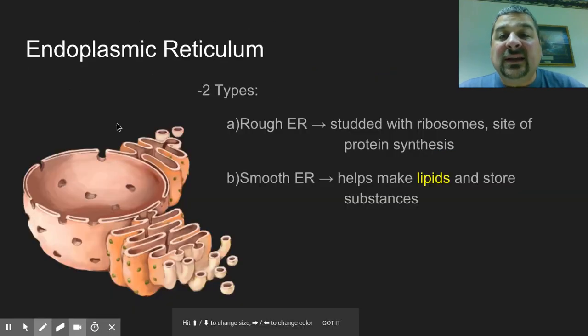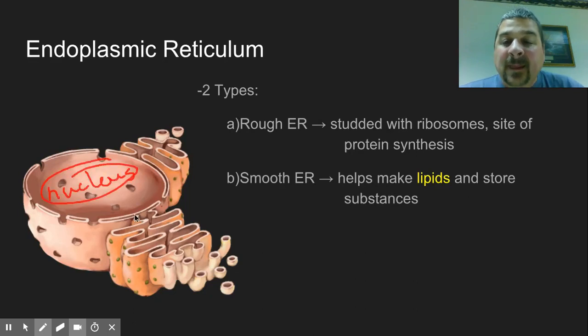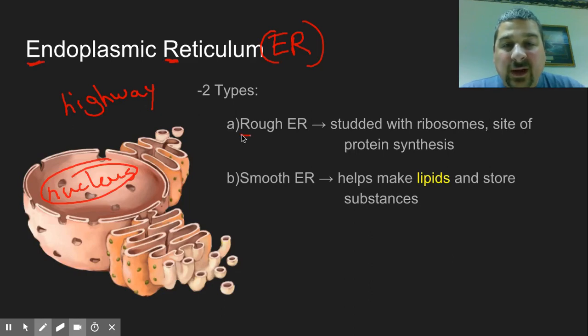The next organelle is just right outside the nucleus. Okay, so here's the nucleus. This would be in the middle of the cell and kind of connected to that membrane. Oftentimes I like to think of the endoplasmic reticulum, or sometimes we call it the ER for short, not emergency room, endoplasmic reticulum, ER. Okay, we sometimes call these the highways of the cell. It's going to be where proteins are made, on rough ER.